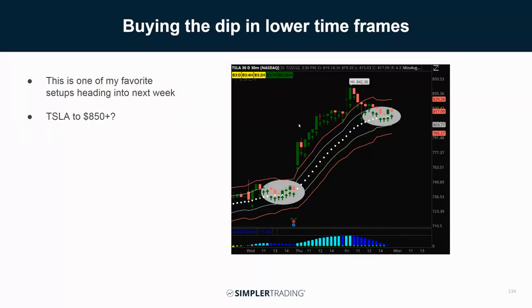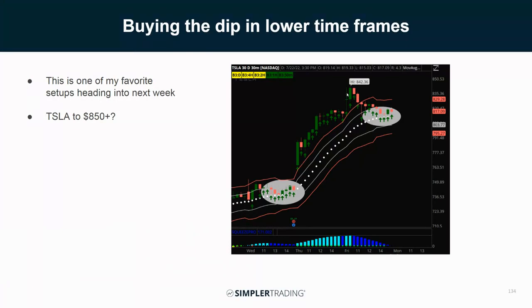One of my favorite setups into next week, guys, is Tesla. As a lot of us know, well, all of us probably know, Tesla went a little bit nutty last week. 30-minute squeeze, buy signal. Admittedly, it was right before earnings. That's a total wild card. So food for thought. Don't take these signals the night of earnings. Wait till the next morning. But nonetheless, 30-minute squeeze, buy signal. Crazy rip the next day.